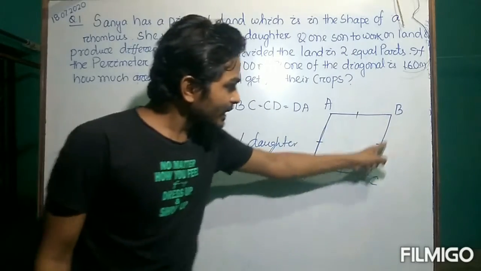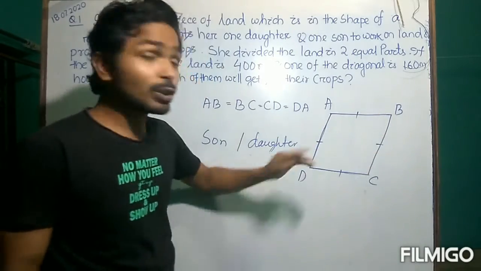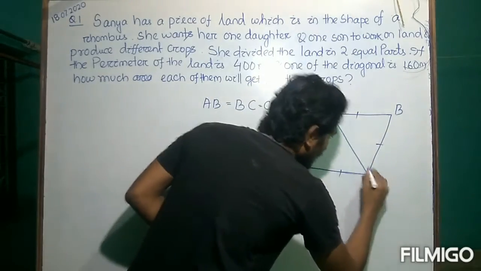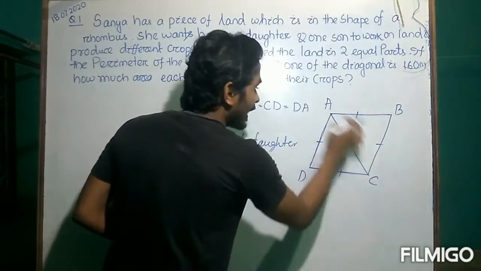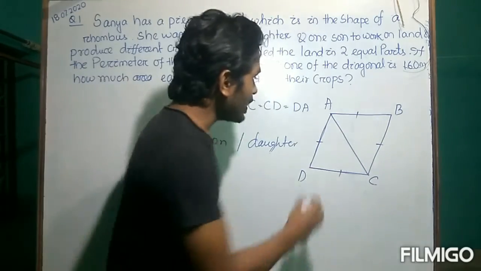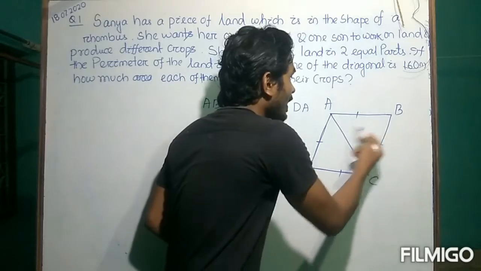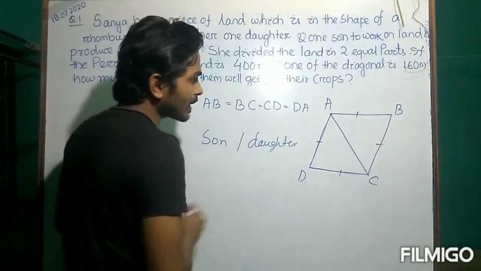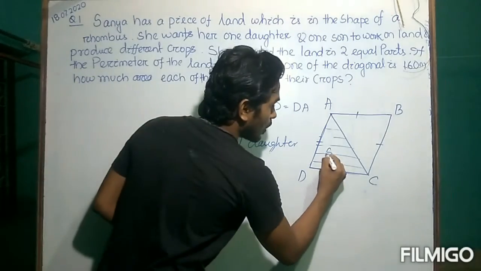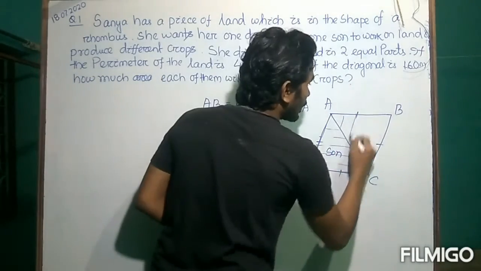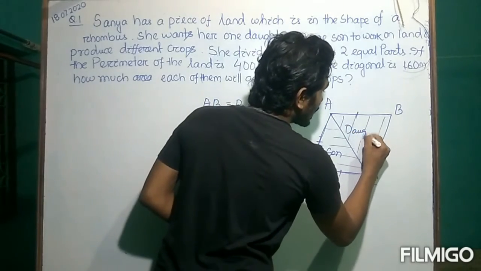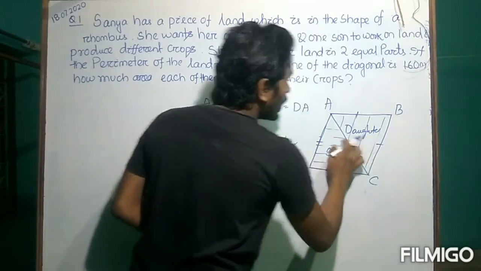She divided the land into two equal parts. She divided this land, this rhombus, into two equal parts. How? By simply joining the two non-adjacent vertices, that means by joining the diagonal. By joining the diagonal, this total rhombus is divided into two equal halves. Clear? So the first half is taken over by the son and the second half is taken over by the daughter. So these are the two lands.